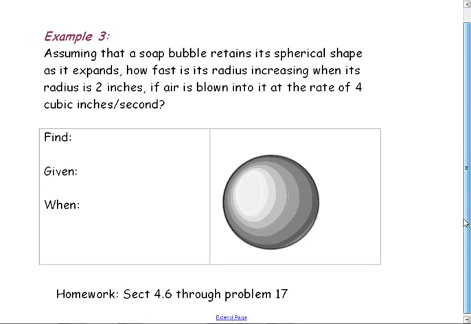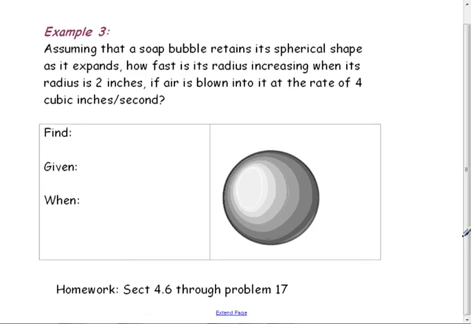Example 3. Assuming a soap bubble retains its spherical shape as it expands, how fast is the radius increasing? I'm going to draw my radius. There's r. Can't see it very well. When its radius is 2 inches, if the air is blown into it at the rate of 4 cubic inches per second, what formula do you think you need to know for this? Volume of a sphere. Does anybody know that?